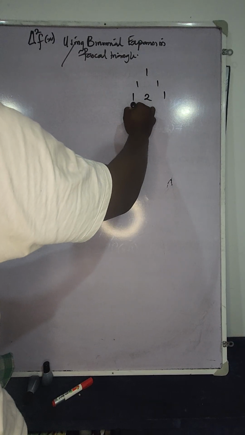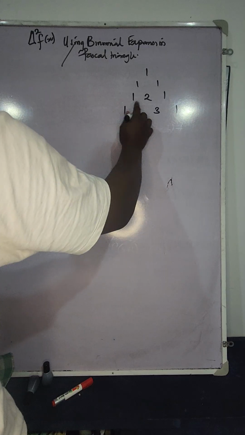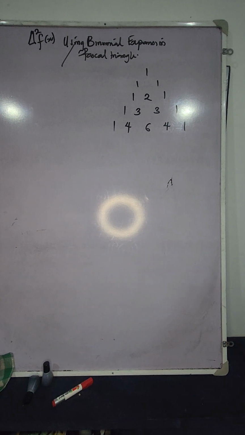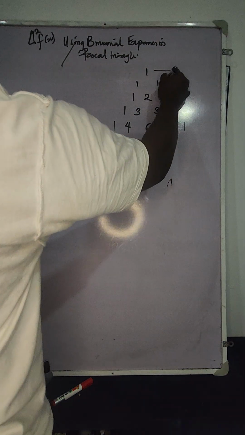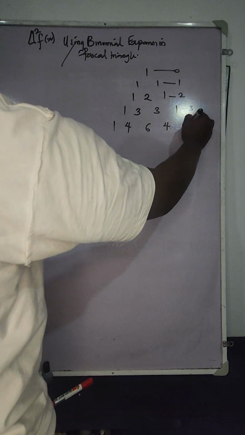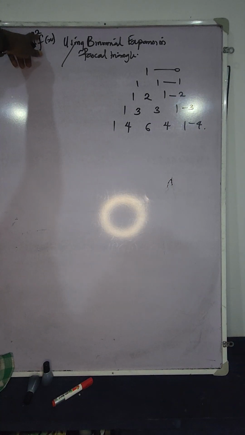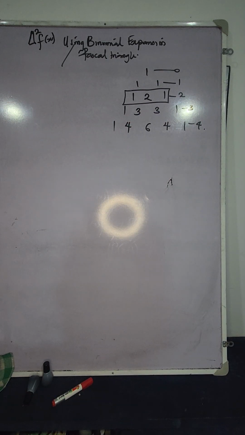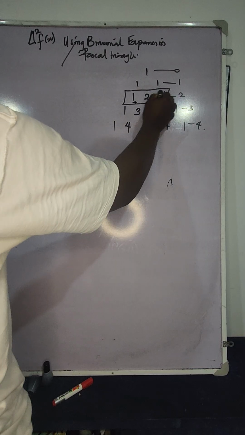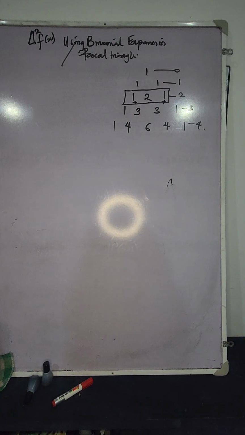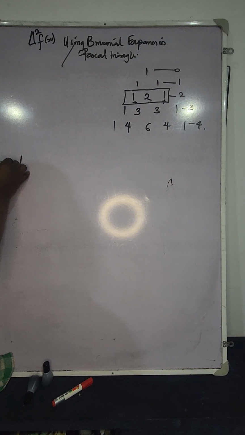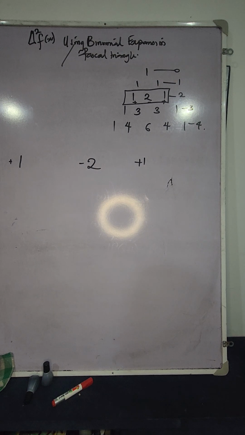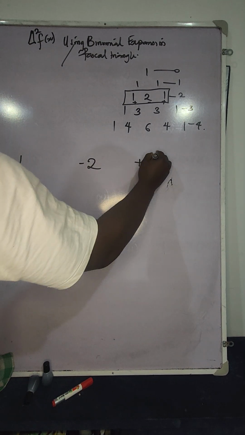1 1. 1 plus 2 is 3. 2 plus 1 is 3. 1 1. 1 plus 3 is 4, 6, 4, 1 1. Did you see that? That is how the Pascal triangle is built. So degree of 0, degree of 1, degree of 2, degree of 3, degree of 4. Because we are on the degree of 2, we come to this place. We write a plus, a minus, and a plus. So what I'm looking at is plus 1, minus 2, and plus 1.